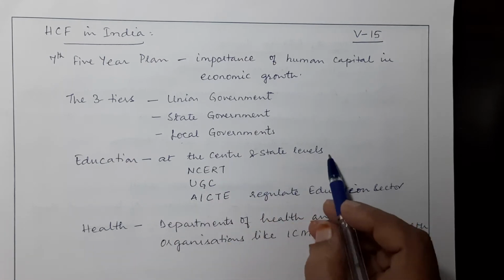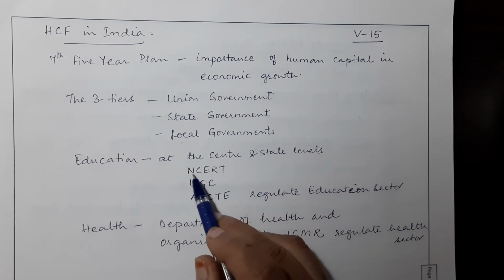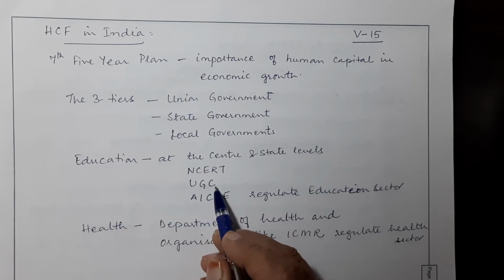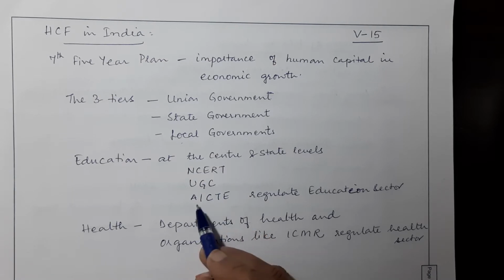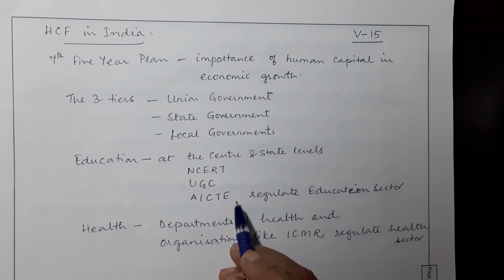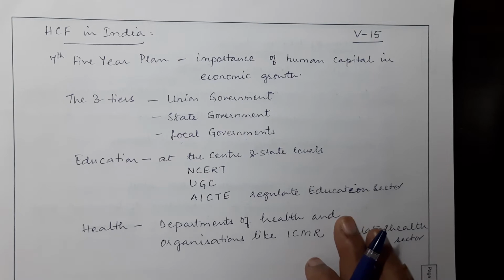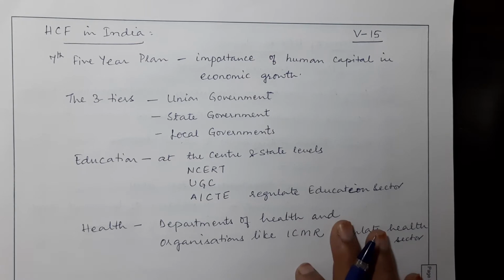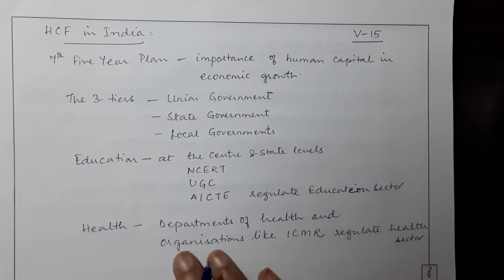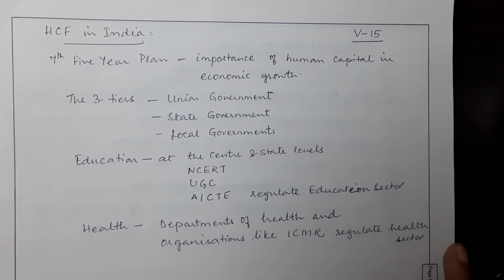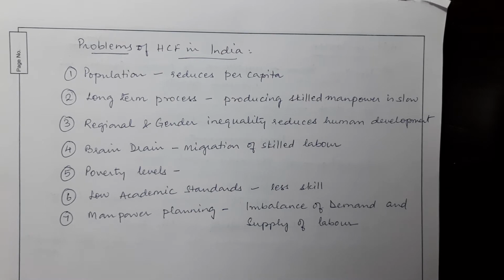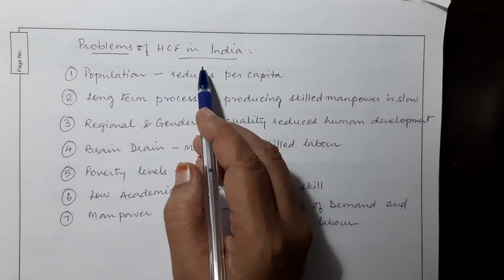Education at the center and state levels is taken care of by the NCERT, the National Council of Education Research and Training, then the UGC, University Grants Commission, and the AICTE, which is the All India Council of Technical Education. So these regulate the education sector. The ministries of health at the union and state level, departments of health, and various organizations like the ICMR, the Indian Council of Medical Research, regulate the health sector. Whereas the NCERT, UGC, and AICTE regulate the education sector. However, there are certain problems in human capital formation in India.